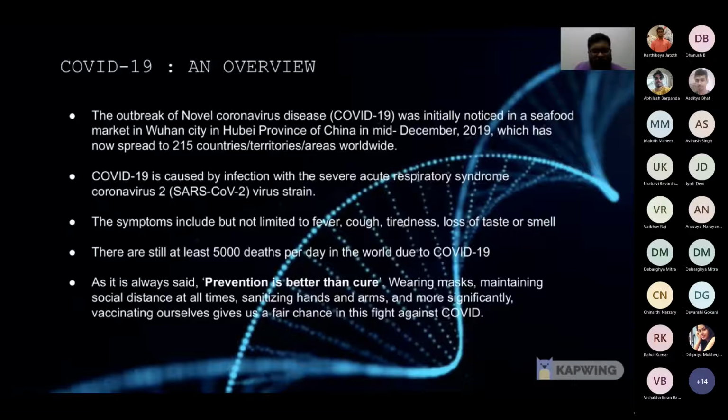As it is always said, prevention is better than cure. Wearing masks, maintaining social distance at all times, sanitizing hands and arms, and more significantly, vaccinating ourselves gives us a fair chance in this fight against COVID.